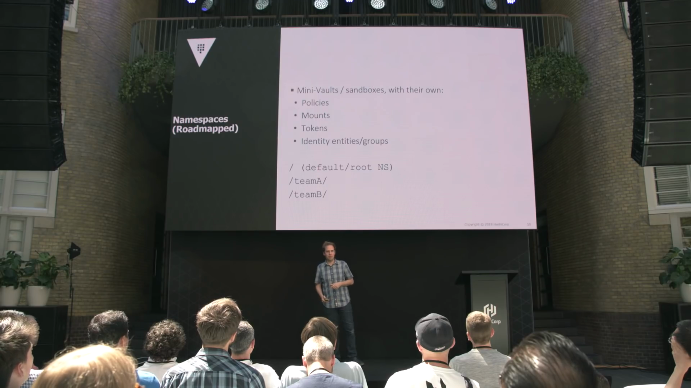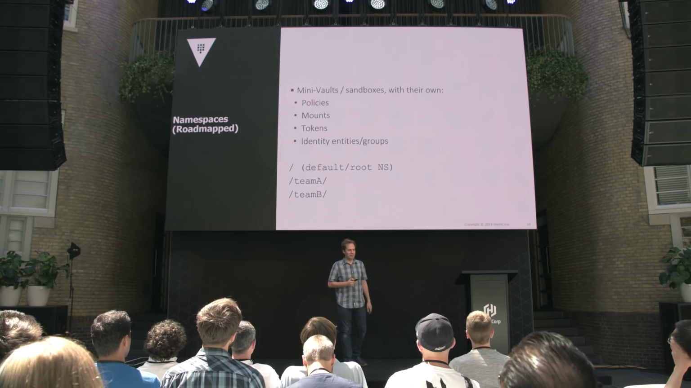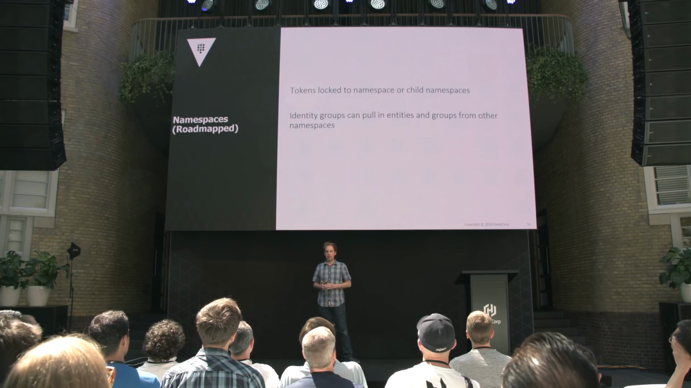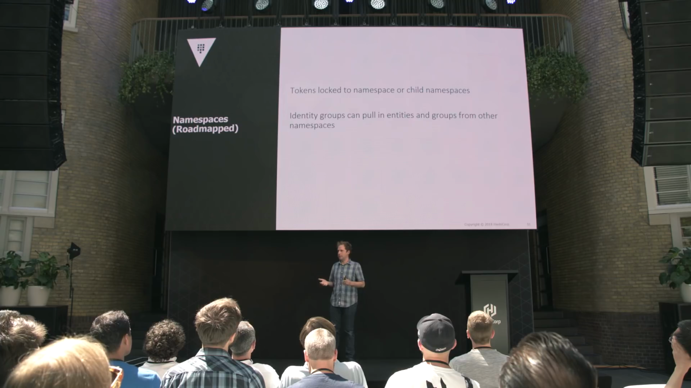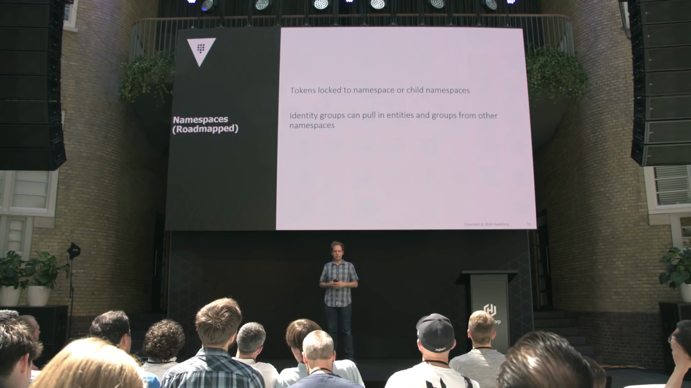It's going to be cool. We're really excited. The team is so excited to get this out. We've been waiting for it forever. Tokens are locked to namespaces or child namespaces, as I said. That's part of what is in each namespace. And identity groups can pull in entities and groups from other namespaces. So that's something that identity can do that you can't do with tokens.